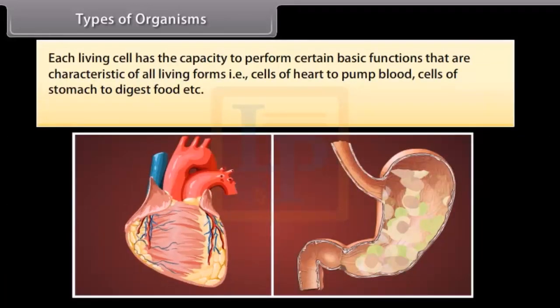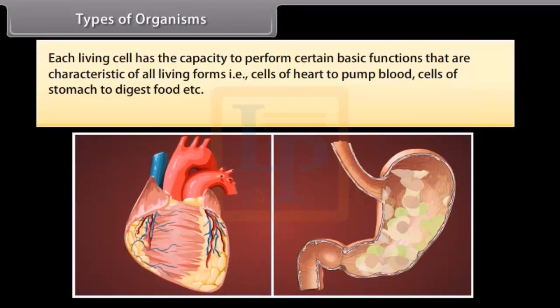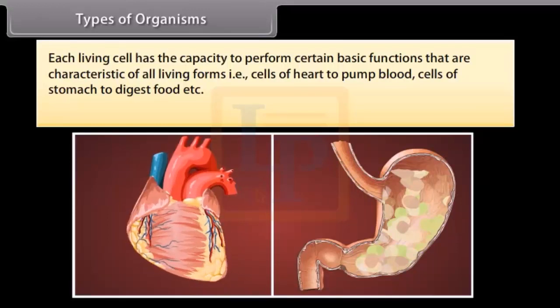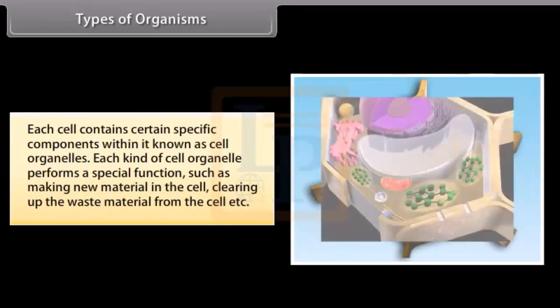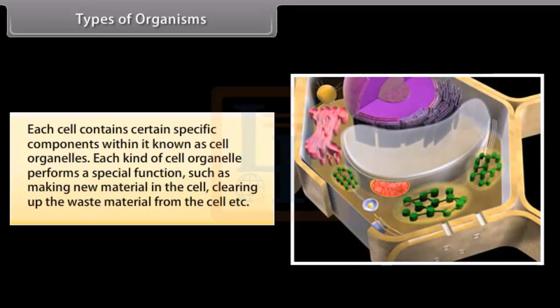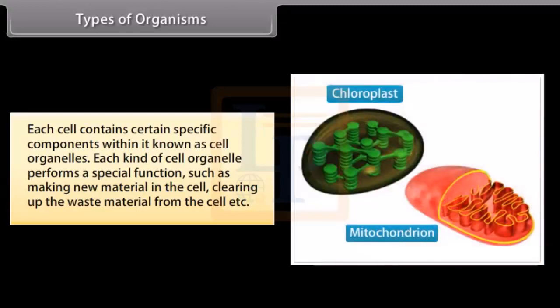Each living cell has the capacity to perform certain basic functions that are characteristic of all living forms, that is, cells of heart to pump blood, cells of stomach to digest food, etc. Each cell contains certain specific components within it, known as cell organelles. Each kind of cell organelle performs a special function, such as making new material in the cell, clearing up the waste material from the cell, etc.